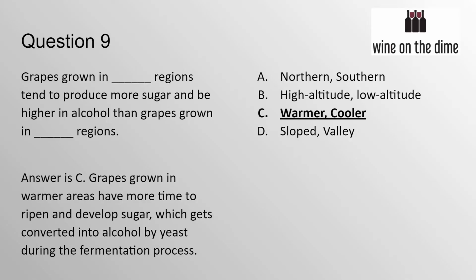The answer here is C. Grapes grown in warmer areas tend to have more time to ripen and develop sugars, which get converted into alcohol by yeast during the fermentation process.